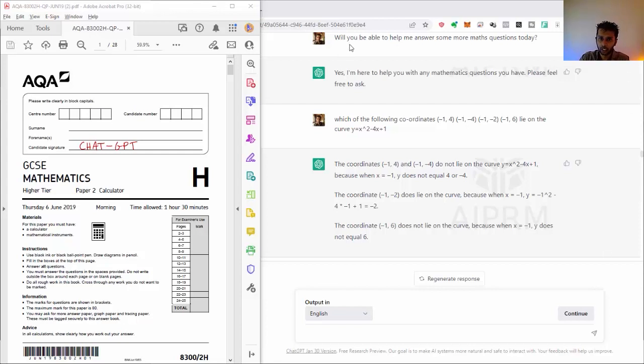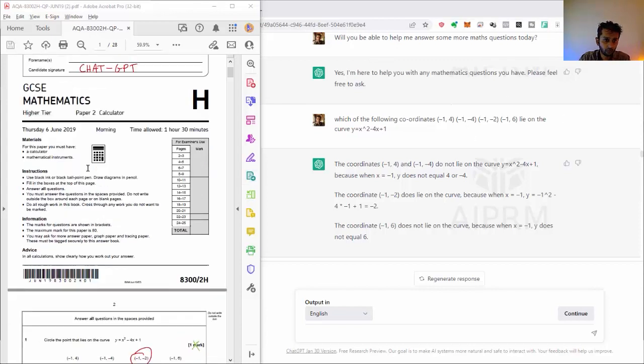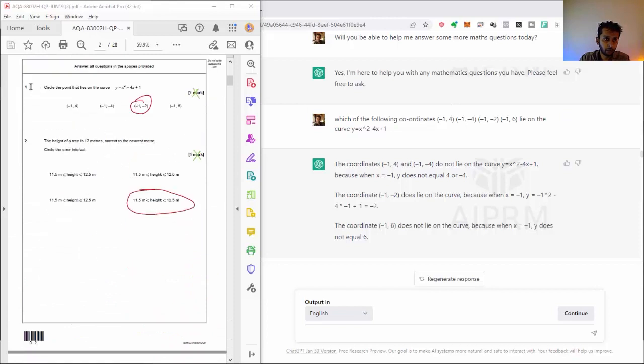So I asked Chat GPT, would you be able to help me with some maths questions today? Yes, feel free to ask. So we'll get into the paper.